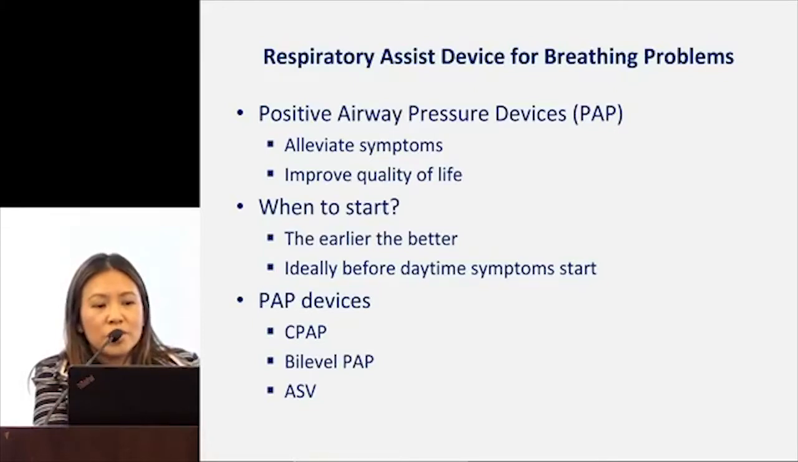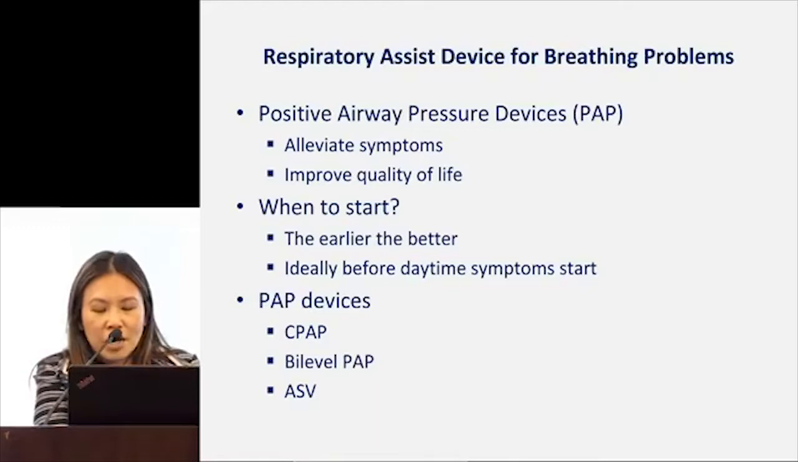But when to start? The earlier the better. And I know this is the thing with patients, that in the early stages, patients feel okay still and they don't want to start anything. But it really is easiest to start early, because you can really learn how to use the device and get used to it. By the time you really need it, it's a little bit late in the game. So the PAP devices range from CPAP to BiPAP, or bilevel PAP, and then the ASV devices. And then there are more sophisticated devices that are considered home ventilators, which I don't usually think MSA patients need, but some patients do.